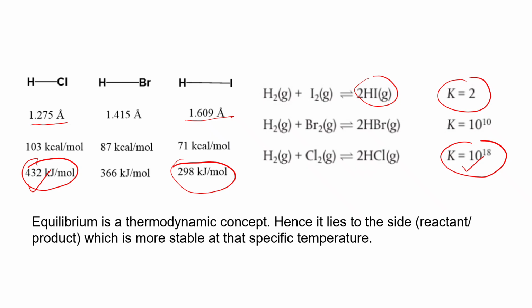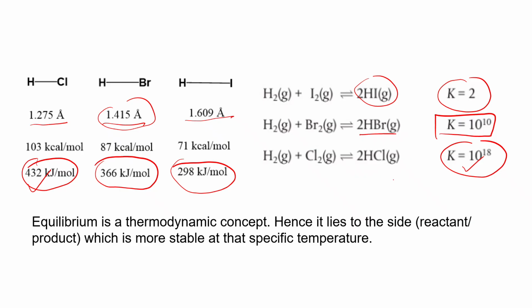And you can see the hydrogen bromide lies somewhere between these two extremes. So here we have the bond length which is intermediate between the other two, and the same goes for its bond enthalpy. As a result, its thermodynamic stability is between the two extremes, and so does the value of equilibrium constant as well. So here you need to remember that equilibrium is a thermodynamic concept. So the side to which it lies indicates the side that's more stable at that specific temperature.